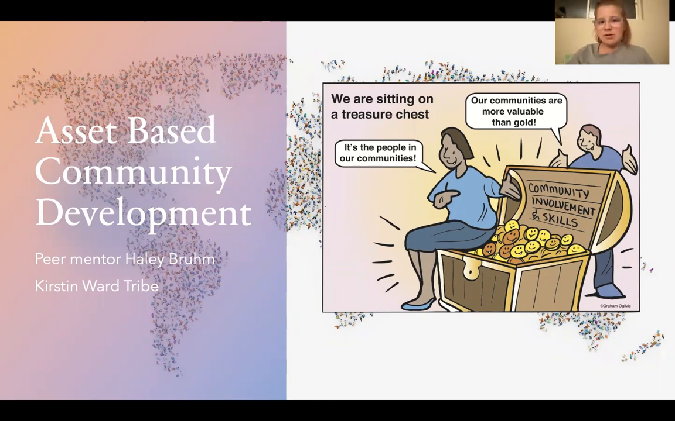I'm doing a presentation on asset-based community development. And on the right-hand side, you'll see a cute little cartoon that says we are sitting on a treasure chest. And you have our communities are more valuable than gold. And the money that's inside the treasure chest represents the people.